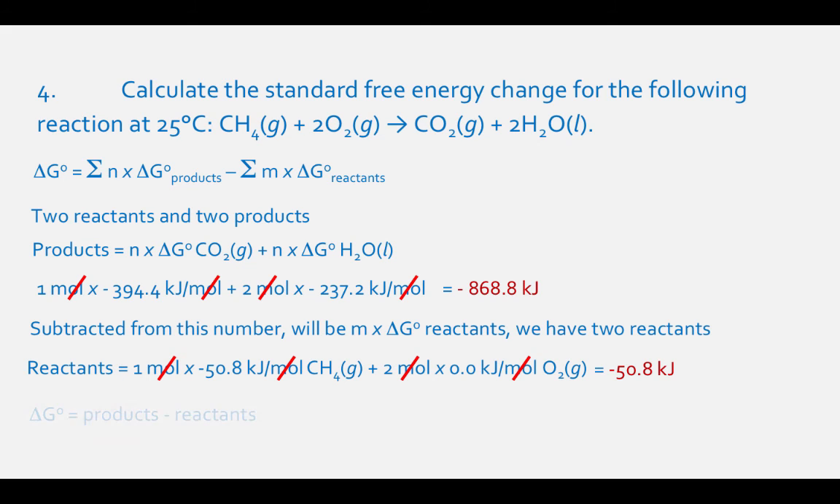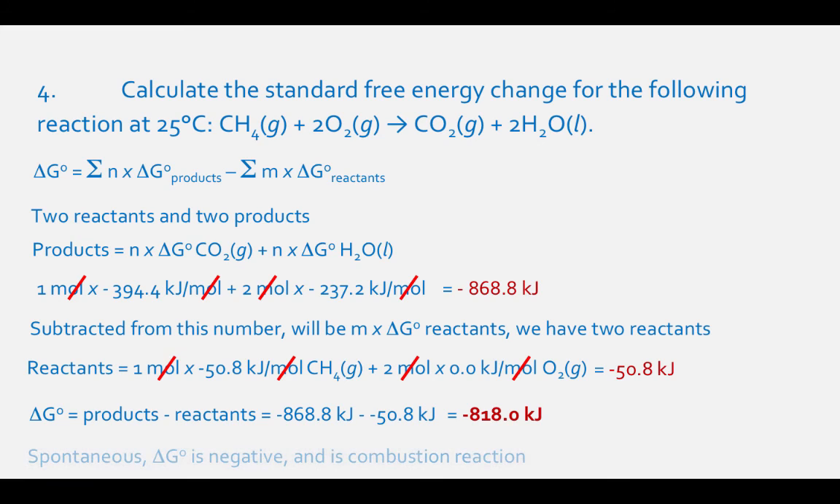To find the standard delta G reaction, subtract the reactants from the products. This will equal negative 868.8 kilojoules minus negative 50.8 kilojoules, which equals negative 818.0 kilojoules. This reaction is definitely spontaneous because it is a combustion reaction.